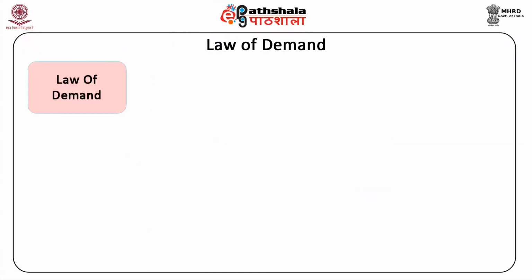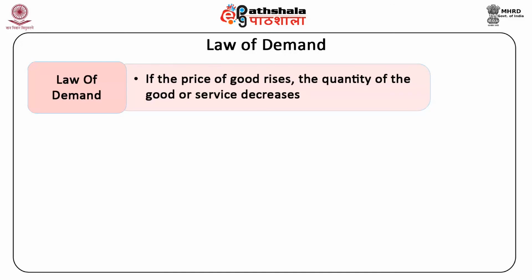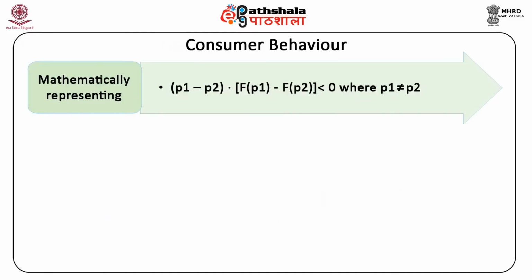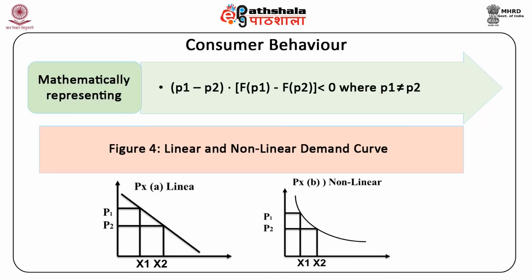This leads us to the law of demand. The law of demand states that, other things being equal, if the price of a good or service rises, the quantity demanded of the good or service decreases. That is, an increase in Px causes a decrease in Qt. Mathematically, it is represented as (P1 minus P2) multiplied by (function of P1 minus function of P2) is less than 0, where P1 is not equal to P2, P1 is the original price and P2 is the new price after the change.